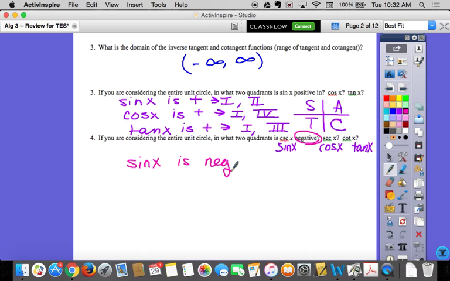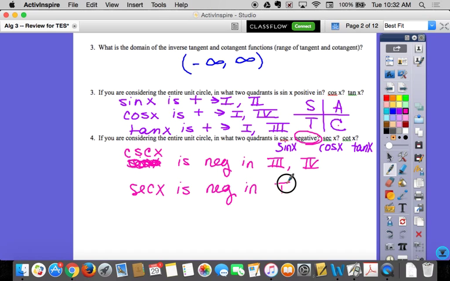Sine is negative in, let's see here, if it's positive in 1 and 2, it's negative in 3 and 4. All right, and actually, I shouldn't put sine, should I? The question was cosecant. Let's do it like that. And then we've got secant is negative in, let's see here, if it's positive in 1 and 4, over there it's going to be negative. That would be 2 and 3. All right, and then we've got cotangent. Cotangent's going to work just like tangent. Well, if tangent is positive in 1 and 3, then it's going to be negative in 2 and 4.